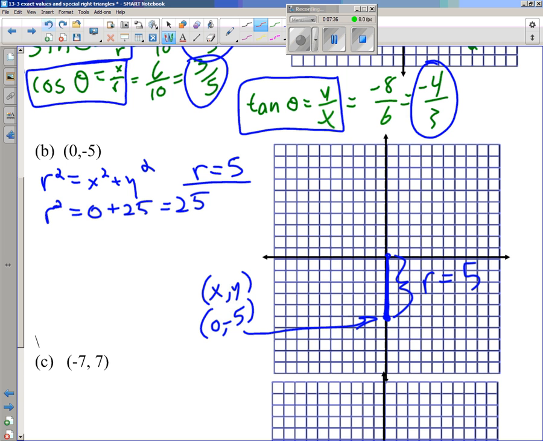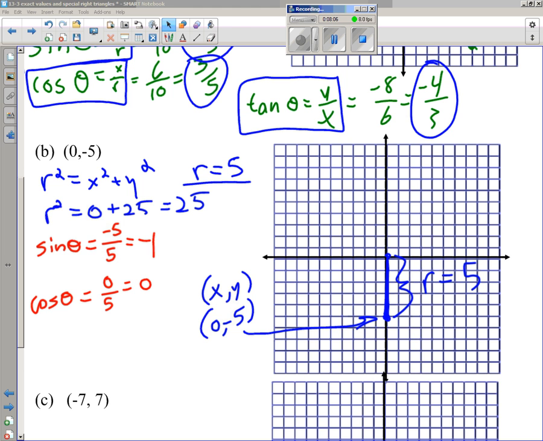Sine of the angle is y over r, which is -1. Okay? Cosine of the angle is x over r, which is 0. And then tangent, they blow your mind. Tangent is, well, hold on, it's y over x.